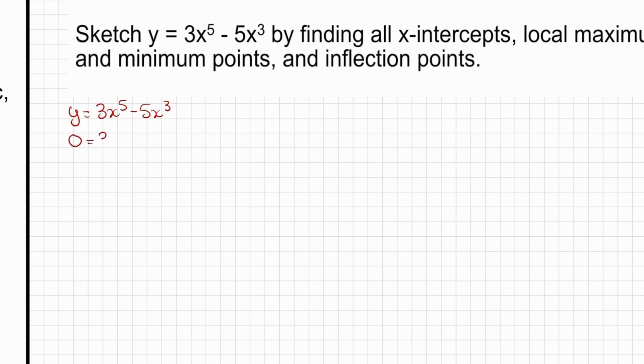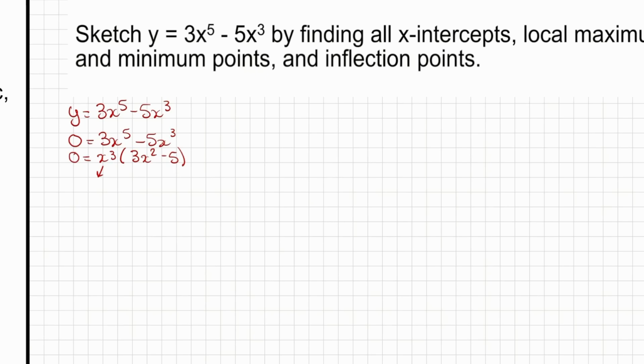0 is equal to 3x to the power of 5 minus 5x cubed. Now, I need to get this into a form that's going to allow me to know what my intercepts are. So I'm going to pull out a greatest common factor of x to the power of 3. Inside the brackets, that leaves me with 3x squared minus 5.